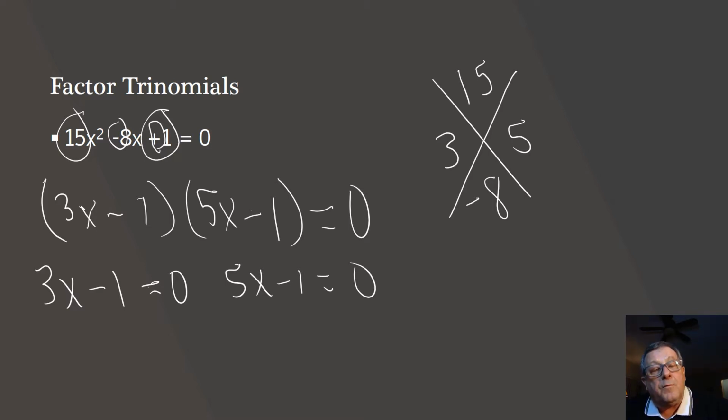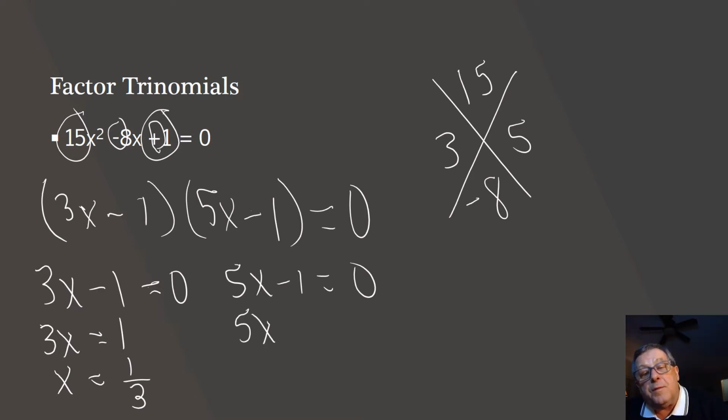We're going to add 1 to both sides on this left-hand equation. So I got 3x equals 1. And let's see, we're going to divide by 3. And so x is equal to 1/3. That's one of our roots. Now I'm going to tackle the second part of this. So I got 5x minus 1. We're going to add 1 to both sides. So 5x equals 1. Divide both sides by 5. And x equals 1/5, or 1 over 5.